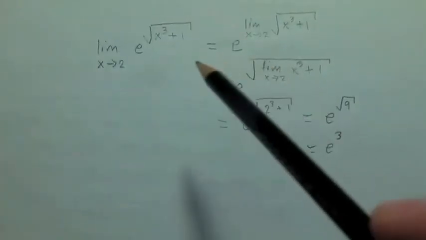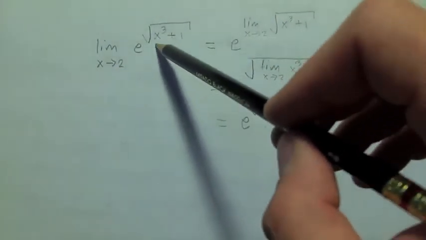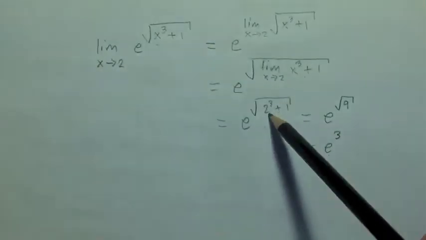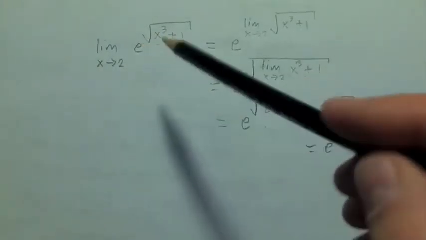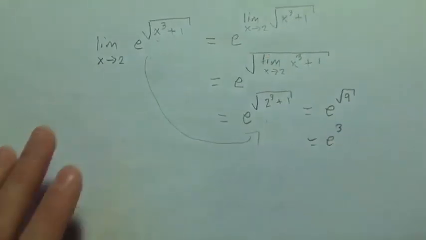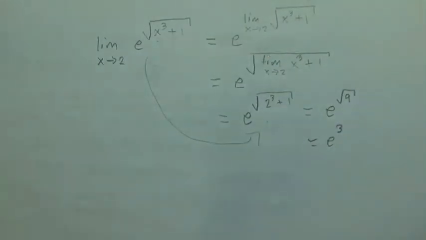Now, check this out. We have 2 here. We could have just plugged 2 straight in right here, right? Skipped all these steps and gone straight to here, and typically we can. The only thing you need to do is just take a moment to check to see whether that thing is continuous or not.